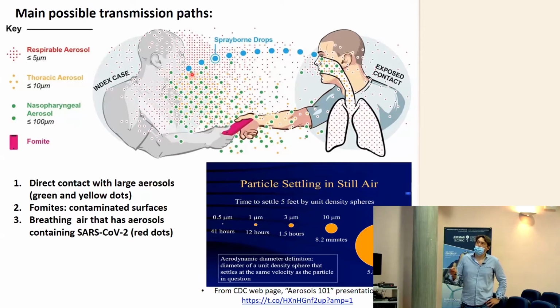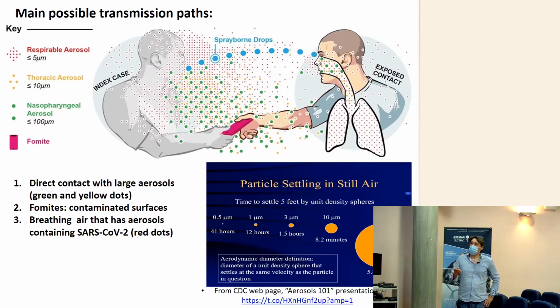You have these blue and red droplets, the large droplets, that basically fall down on the floor quite rapidly, because they are too heavy to keep floating. Here you have, for example, an estimation of how long a droplet will float in air, depending on the size of the droplet emitted by someone. This is for standard room conditions, emitted by someone about 1.5 meters in height. As you can see, the small one can float up to 40 hours, while the large one, in a few seconds, has already fallen on the floor.